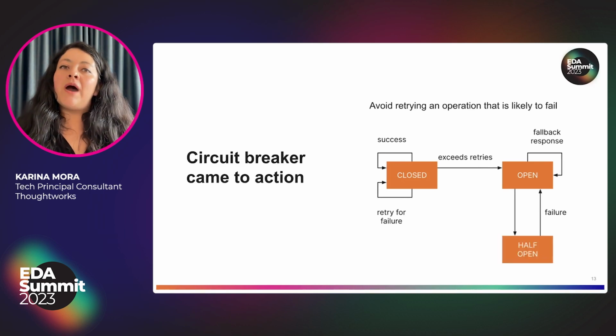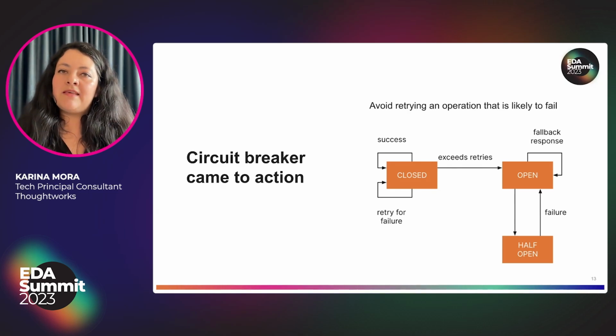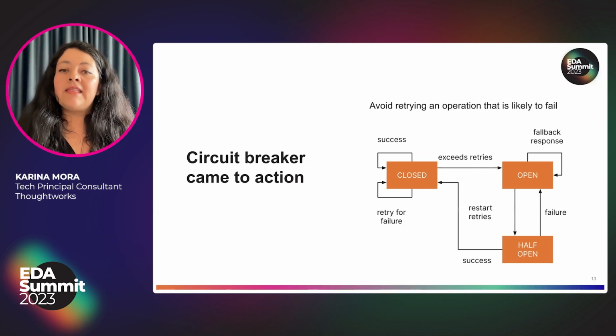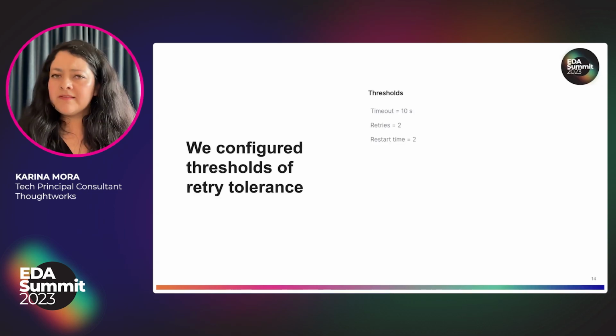But then we move to a half open. What it means is that at the same time we are aware if the system is up again, if this API that I depend on is up again, and then I restart the circuit to a closed status. Following the same principle of the circuit breaker, what we did in our architecture was something you probably have in your architectures also. We defined thresholds. What was our tolerance in case of failure?